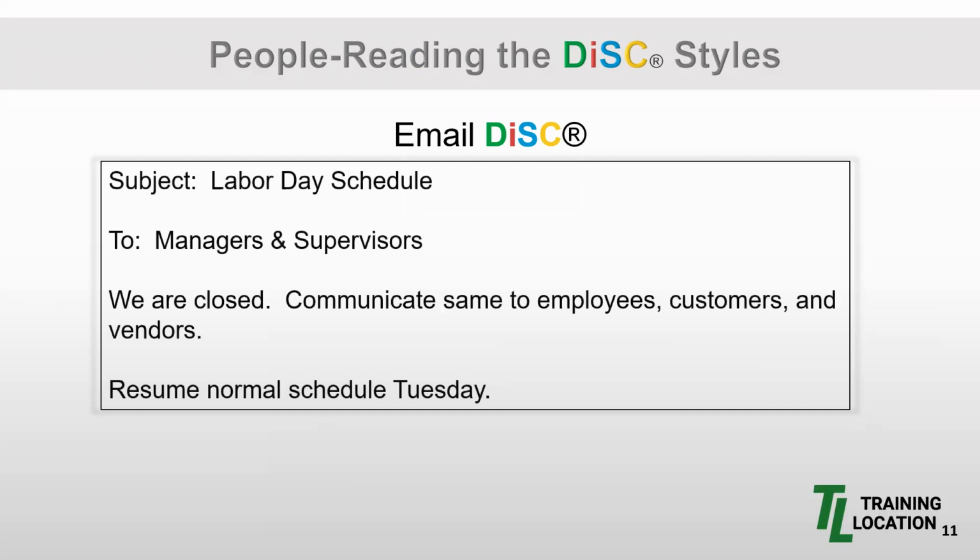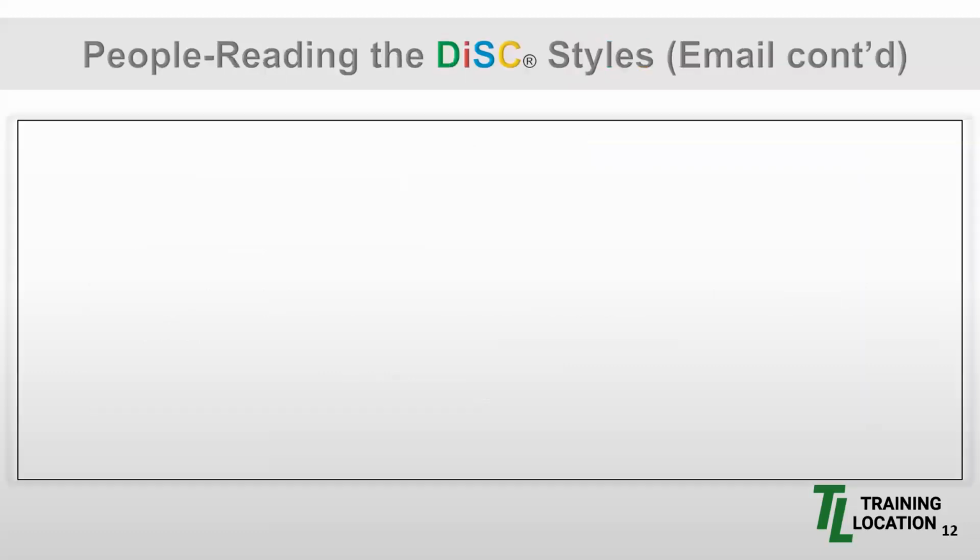Subject is Labor Day schedule. To managers and supes, we're closed. Communicate same to employees, customers, and vendors. Resume normal schedule Tuesday. So when you see an email written in extremely brief tone or language, right to the point, and not overly detailed, we see a style that is purposeful, abbreviated, and more notifying than friendly, however, not unfriendly. Based on your knowledge of the DiSC model, you might begin to surmise you're dealing with a D or a do-it-now approach.